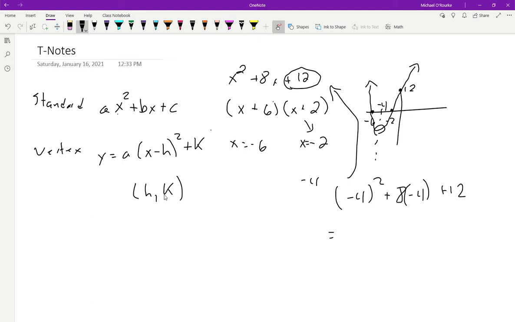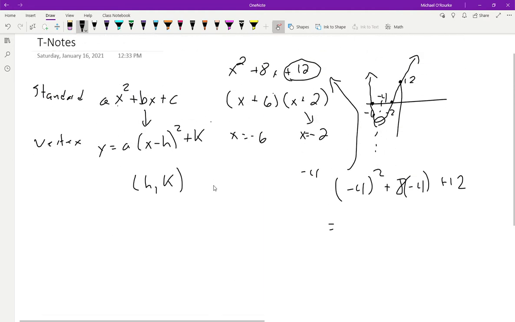Oh, okay. So what we're going to do today is learn how to jump straight from this form to this form. We're going to go straight from standard form to vertex form. Okay?